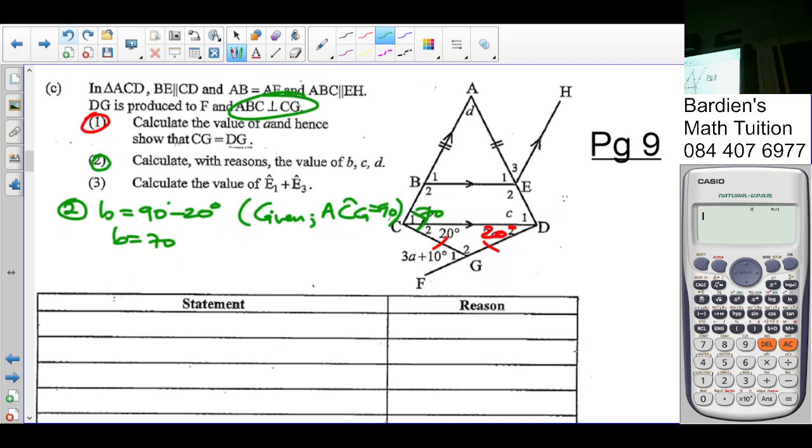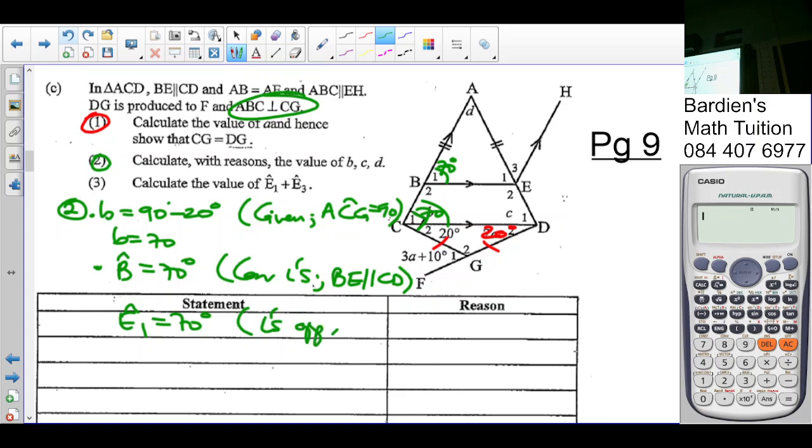So we got B. Let me say for C, we're going to first go with B1, because that B1 is the same as C1. So B1 is equal to 70 degrees, corresponding angles, with BE being parallel to CD. Not so? Yes, 70 degrees. Then E1 is equal to 70 degrees. Why? Angles opposite equal sides. That's also 70.